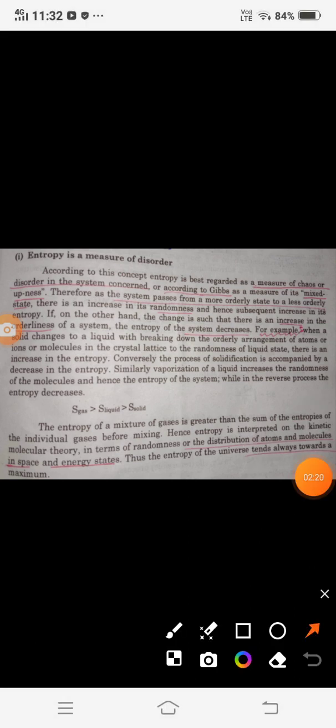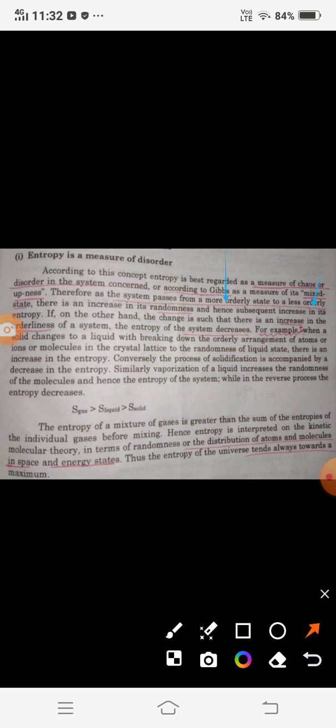The first physical significance is that entropy is a measure of disorderness. We have said many times that entropy is a measure of disorderness, where we are saying that entropy is the chaos, the randomness of the system. We can understand this terminology with the help of Gibbs theories, where it is said that it is actually the mixedness of the system.